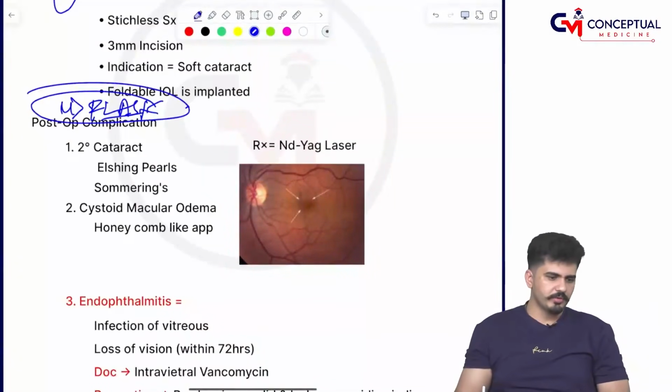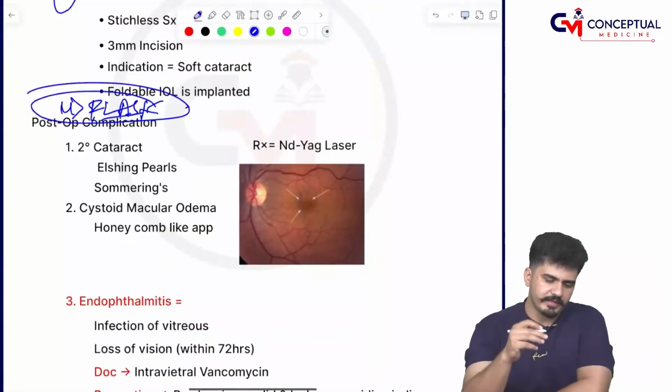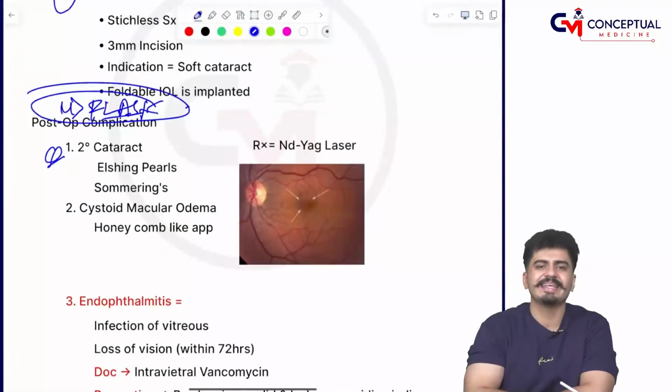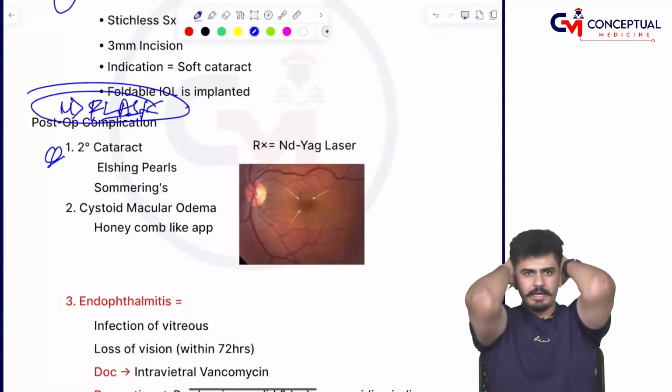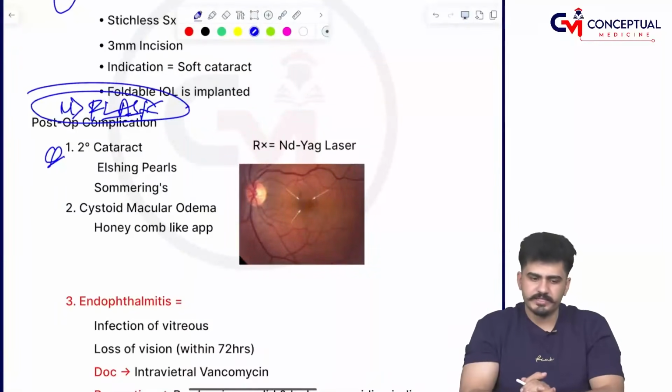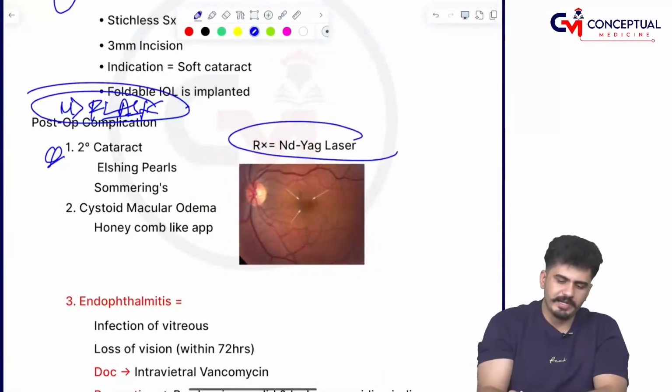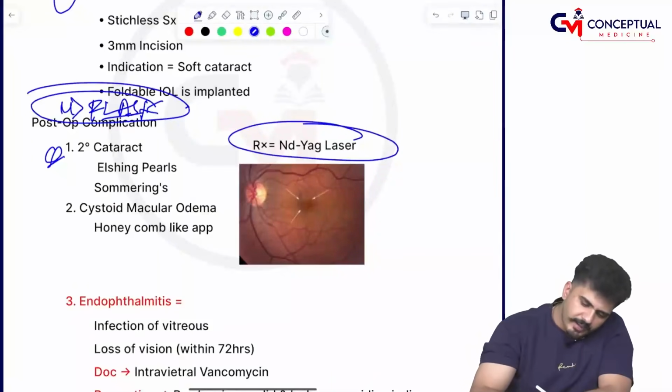Coming on to after operating on cataract, what complication can we have, sir? That is also an equally important question. Number one is secondary cataract. How is it visible? We are going to see it on fundoscopy. And how will we treat? Nd:YAG laser.